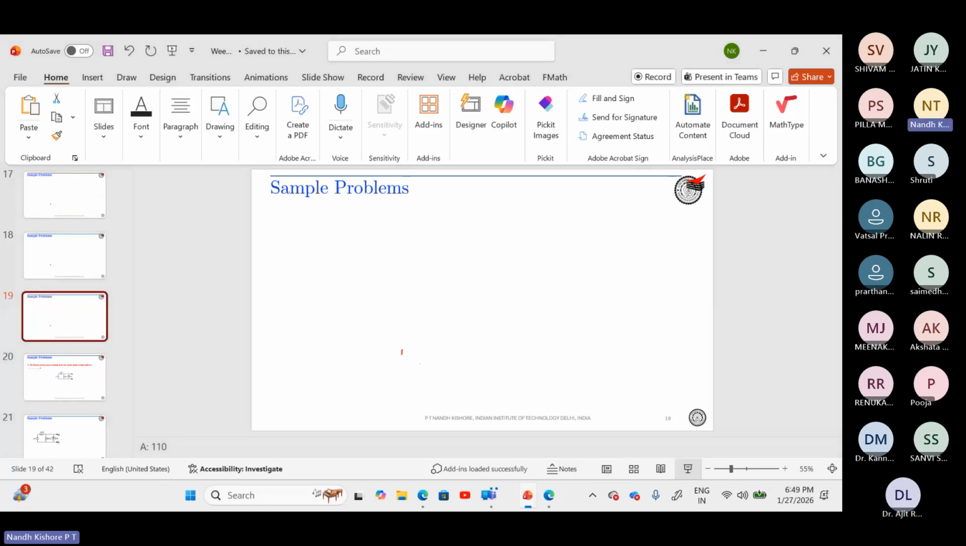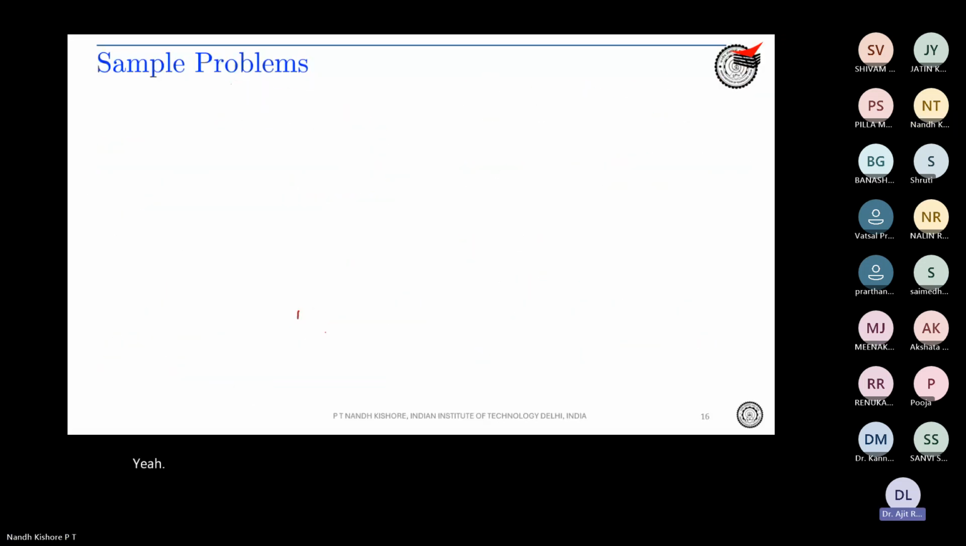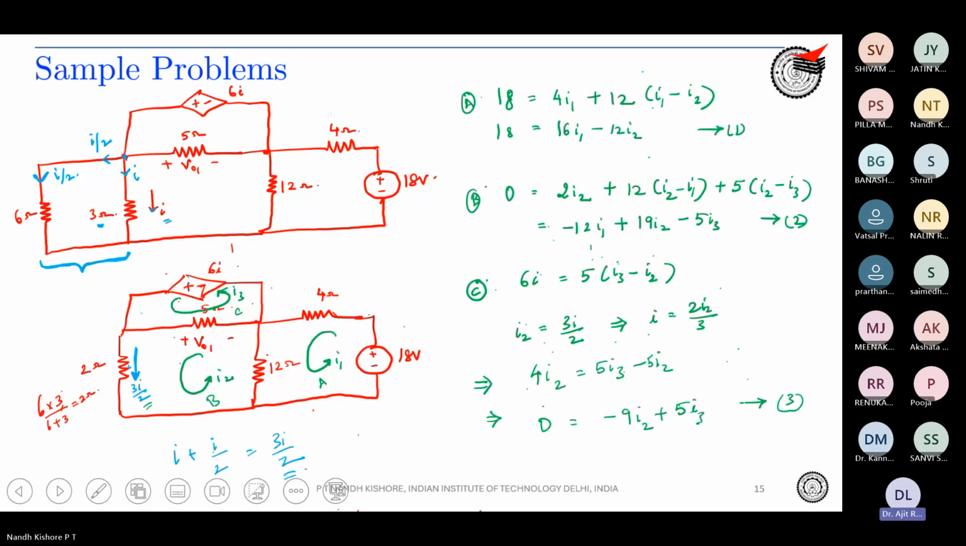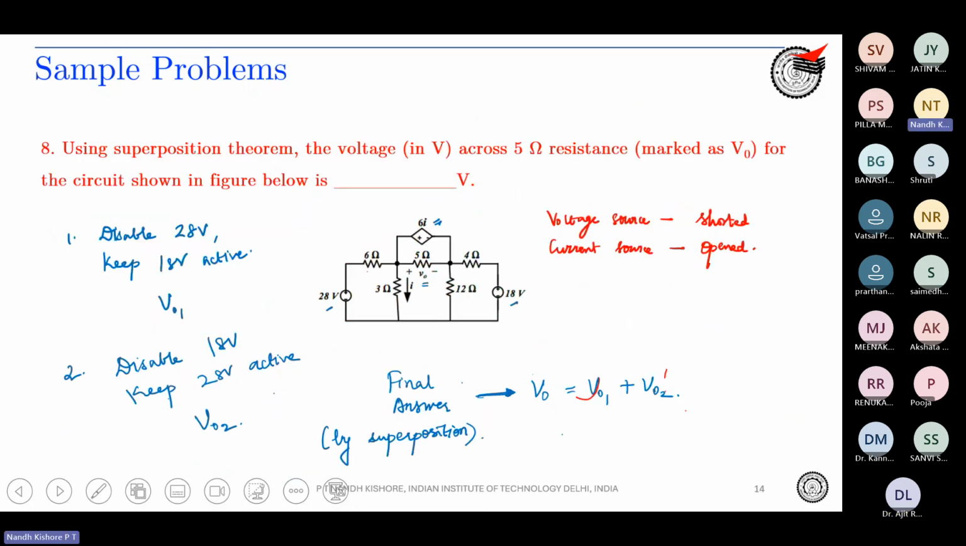Sir, what is exactly the application of nodal and mesh analysis? Hmm? So you're asking why are we doing all of this stuff, right? No, I'm asking where it can be applicable, means where nodal and mesh analysis are applied.